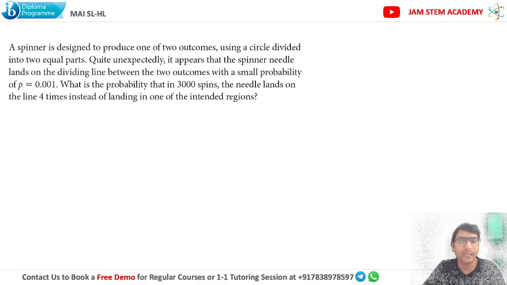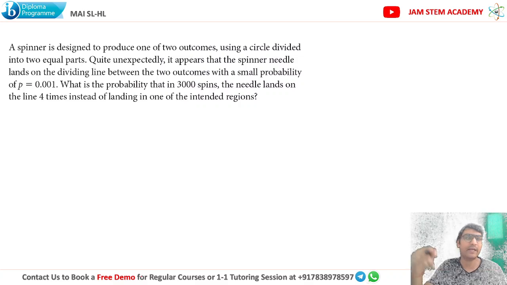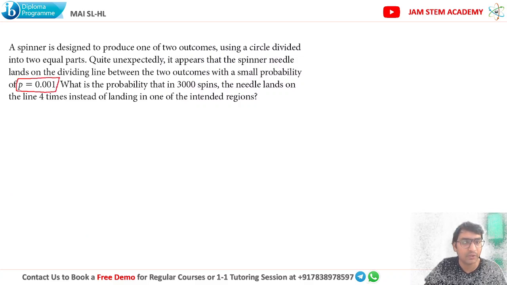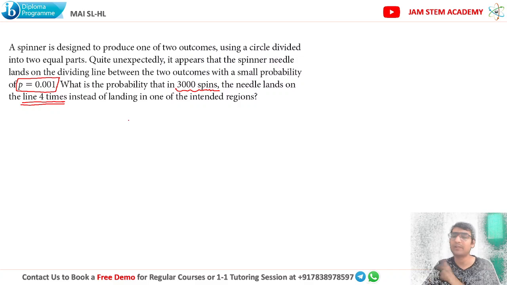The question says a spinner is designed to produce one of two outcomes using a circle divided into two equal parts, but quite unexpectedly, it appears that the spinner needle lands on the dividing line between the two outcomes with a small probability of 0.001. What is the probability that in 3000 spins, the needle lands on the line 4 times instead of landing on one of the regions? We can solve this problem by using binomial, or by using Poisson as well.